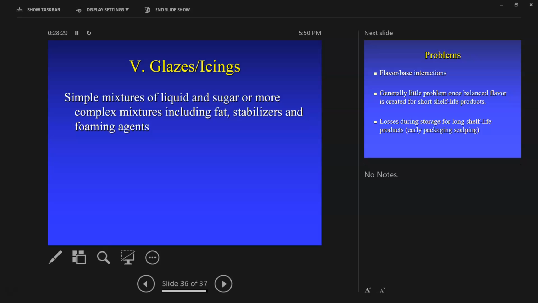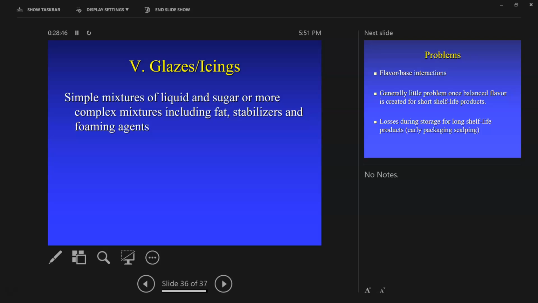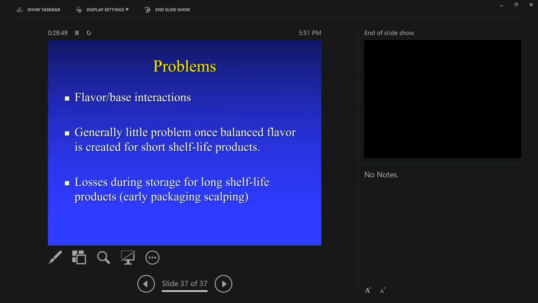Glazings, icings, I think that's the last one. Simple mixtures of liquid and sugar, more complex maybe fat stabilized foaming, but simply a glazing, an icing on a cake. Not much happens to it. You can get some interactions with the glaze itself, but again, it's generally a little problem once it's been balanced, so there's fat in it or not, and so on. You get some loss over long time storage, but it doesn't go through a baking process. So not many problems. But that was the last one. So I think that's everything I wanted to go through.